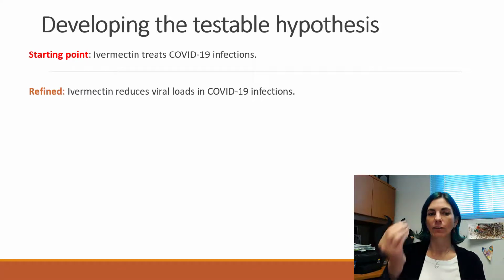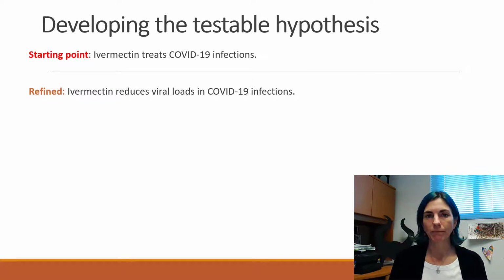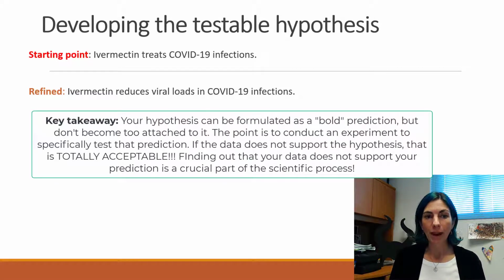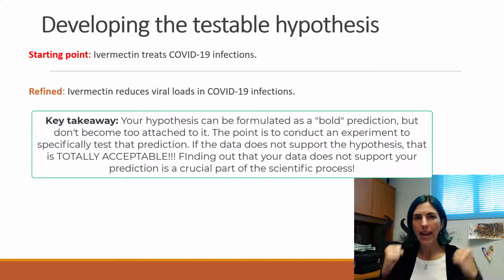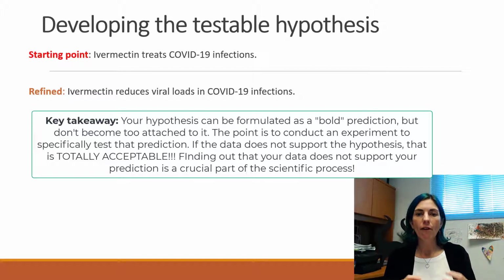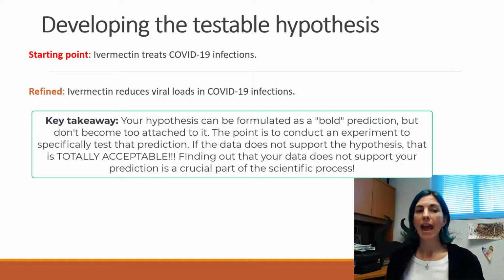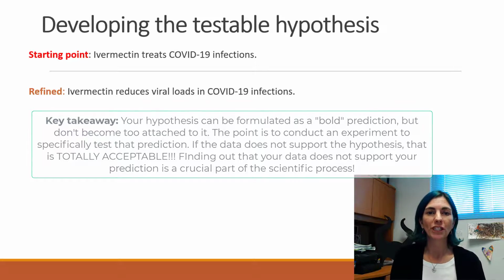So I'm going to refine this a little bit and say ivermectin is going to reduce the viral loads in COVID-19 infections. Now notice I'm making a prediction, but I'm totally fine with being wrong. Meaning I'm not married to this. I'm not saying, yes, this is going to be my hill that I'm going to plant my flag on, and if it's not true, I'll cherry pick until I make it true. I'm simply making a prediction. Ivermectin reduces viral loads in COVID-19 infections. I could have easily made the prediction, ivermectin does not reduce viral loads in COVID-19 infections. It doesn't matter which one you pick.